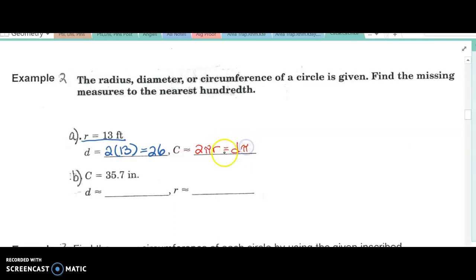So our diameter is 26. We could just say this is 26 pi and be done. You can do 2 times 13 times pi, and that will get you the same answer. Okay, now I goofed, because they said to the nearest hundredth, they didn't say in terms of pi. So 26 pi would be 81.68.